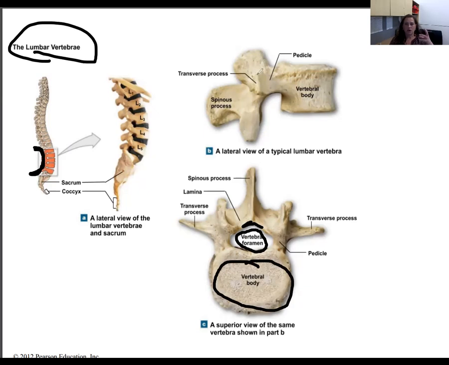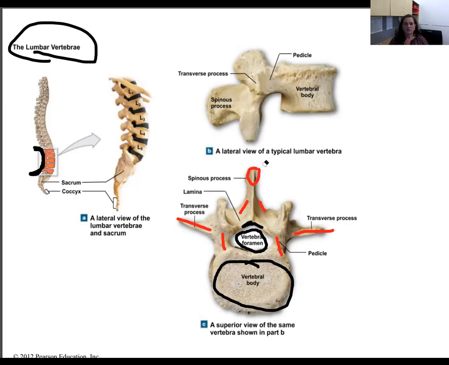Now thinking back to our duck analogy, the head of the duck, same as on all of them, is the spinous process. The wing of the duck is the transverse process. The neck of the duck here and here are your lamina. Then you have your feet coming down. Your two feet are your pedicles.